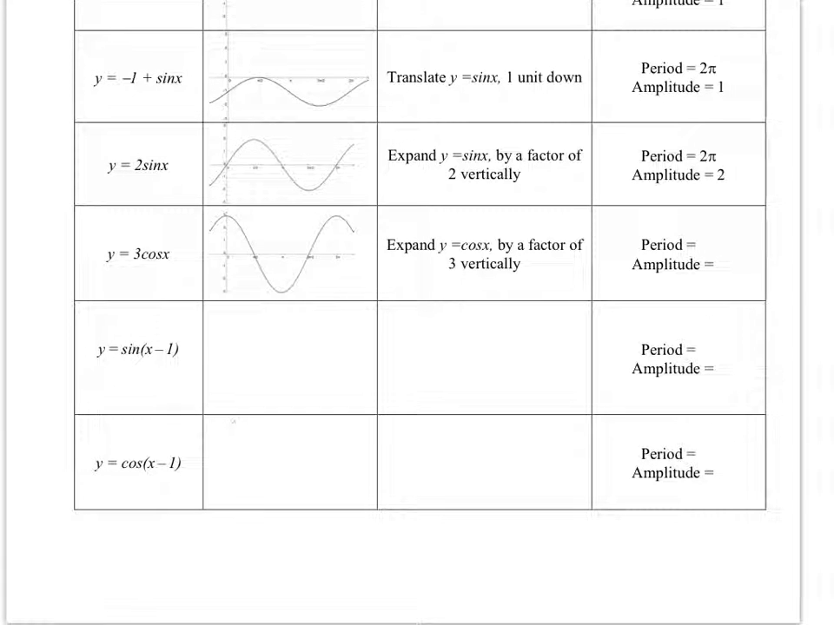So this time the period is going to stay the same. The period is the horizontal distance between one maximum and the next. It's still going to be 2 pi. But this time the amplitude is going to be 3 instead of just 1 or 2.